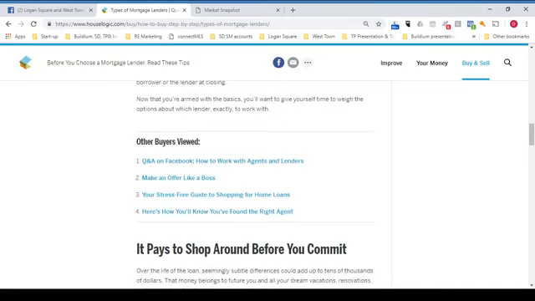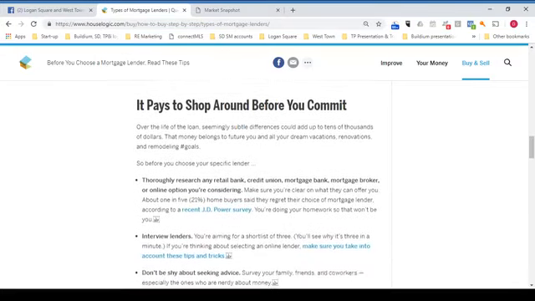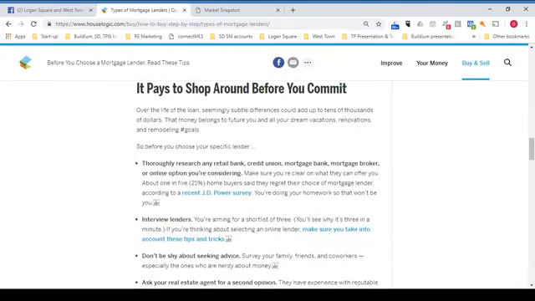Now that you're armed with the basics, you'll want to give yourself time to weigh the options about which lender exactly to work with. And you know what? It pays to shop around before you commit. Over the life of the loan, seemingly subtle differences could add up to tens of thousands of dollars. That money belongs to future you and all your dream vacations, renovations, and remodeling goals.